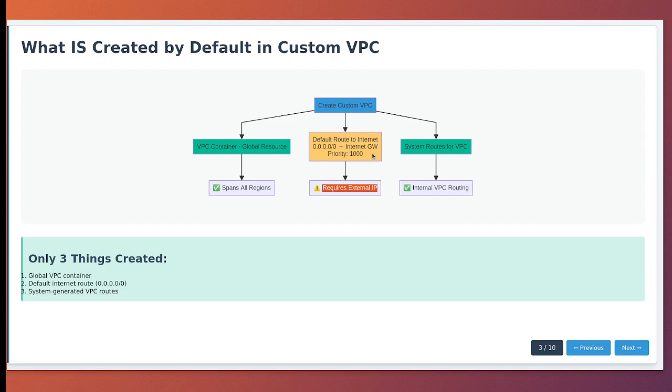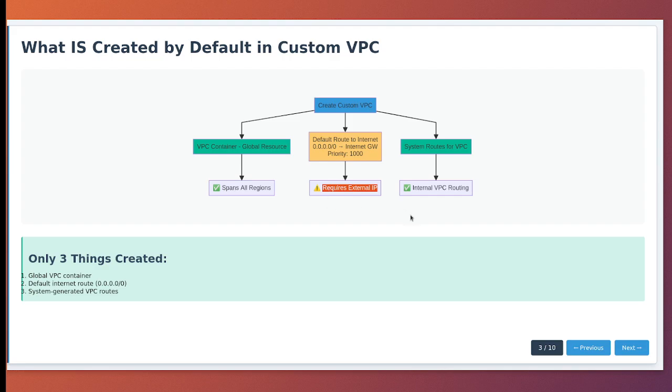Third, a route for the overall VPC IP space is created to prevent routing loops. This is an internal route that ensures traffic destined for any subnet within your VPC stays within the VPC. The priority for these subnet routes is typically 0, which is the highest priority. That's it, just the VPC container, a default Internet route, and internal VPC routes.